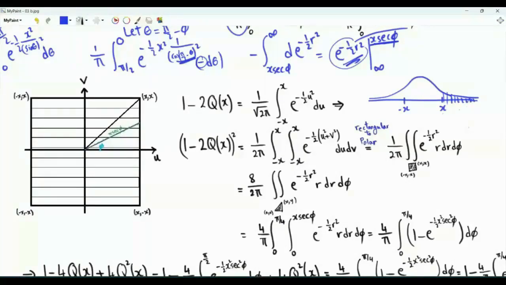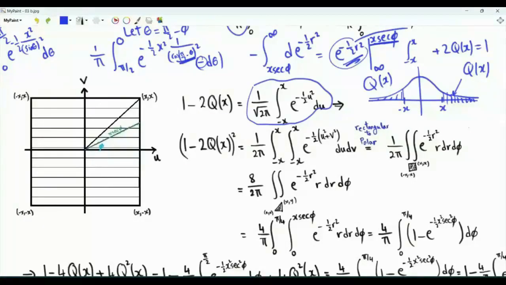By definition, the integral here from x to infinity will give us Q of x. And by symmetry, the integral from minus infinity to minus x will also give us Q of x. Thus, the integration of the Gaussian PDF from minus x to x plus 2 times Q of x is equal to 1. This integral here is equal to 1 minus 2Q of x.